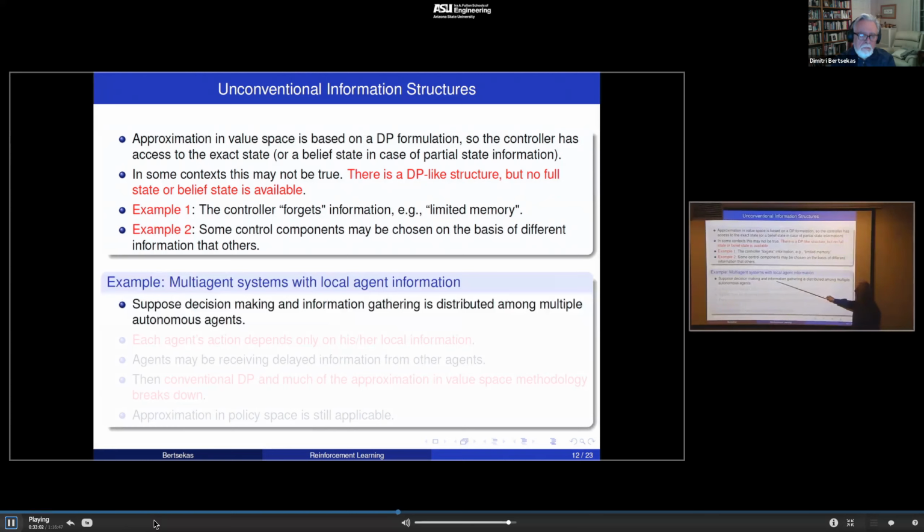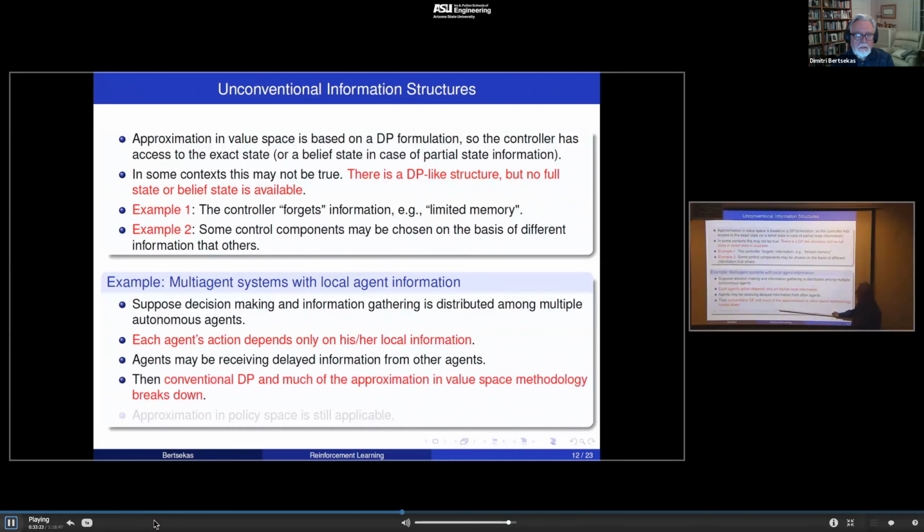So we have here decision-making and information gathering that is distributed among multiple autonomous agents. Each agent's action depends only on the local information. The agents may be receiving delayed information from other agents. Then conventional dynamic programming breaks down, and approximation in policy space is applicable. There are ways to use conventional dynamic programming, but a lot of the approximation in value space methodology that we have discussed does not apply anymore.